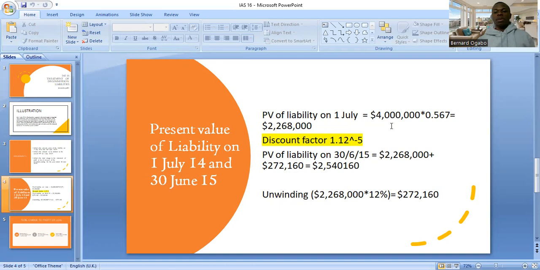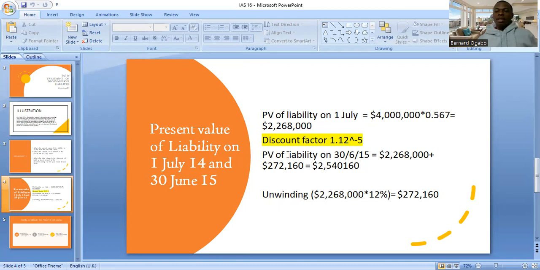So if you multiply 4 million by 0.567, you're going to have 2,268,000. That is the amount of liability as at 1st July 2014. But what is the liability in 1 year's time?